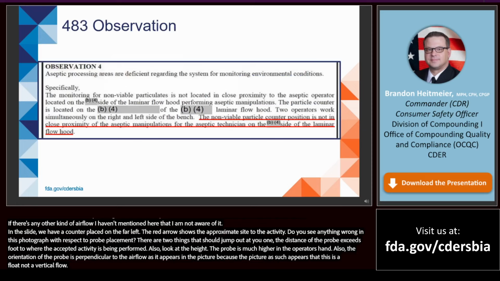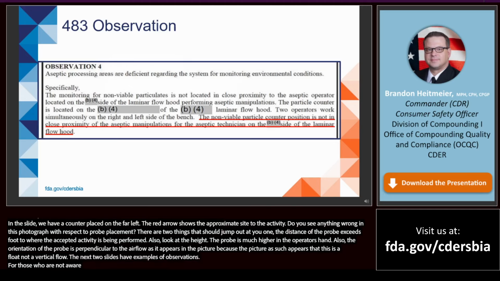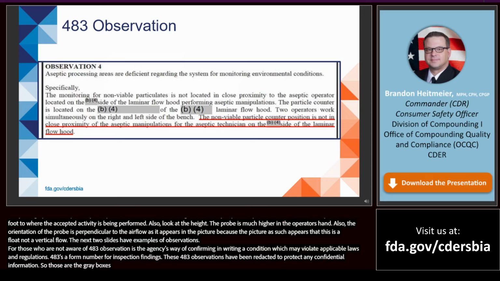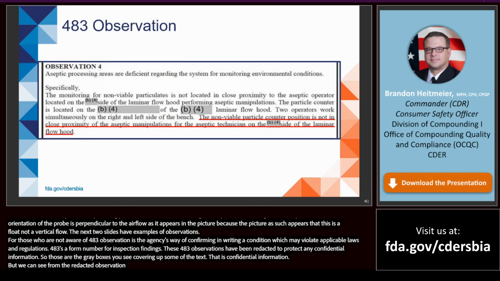The next two slides have some examples of 483 observations pertaining to environmental monitoring. For those who are not aware, a 483 observation is the agency's way of reporting in writing to affirm a condition which may violate applicable laws and regulations. A 483 is a form number for inspectional findings. These 483 observations have been redacted to protect any confidential information. So those are the gray boxes that you see covering up some of the text. That's confidential information. But we can see from the redacted observation that the issue here is that the non-viable particle probe is not in close proximity to the aseptic activity.